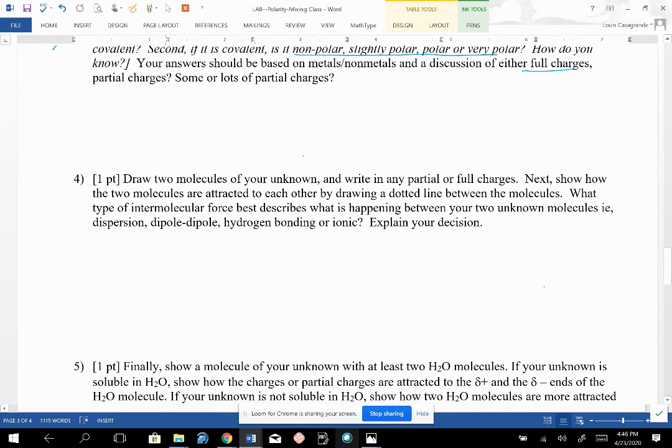Next, in number 4, you're going to draw 2 molecules of your unknown, and you're going to write in any full or partial charges and then show how those 2 molecules are attracted to each other. If you have the ionic, then draw 2 calcium 2 plus and 4 iodide, and try to make it look, so for ionic, you want to draw something that looks like a crystal. So just make it a nice, neat looking crystal.